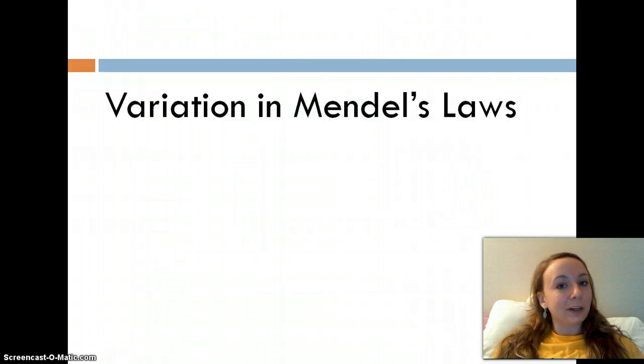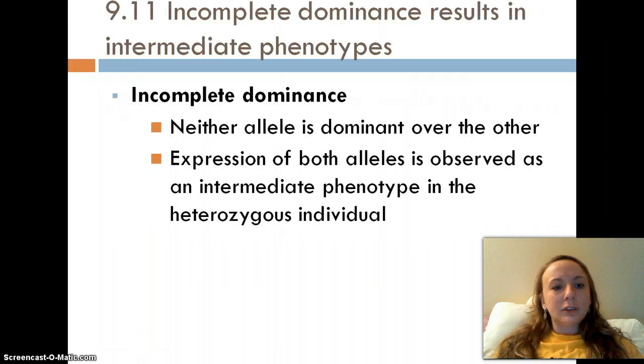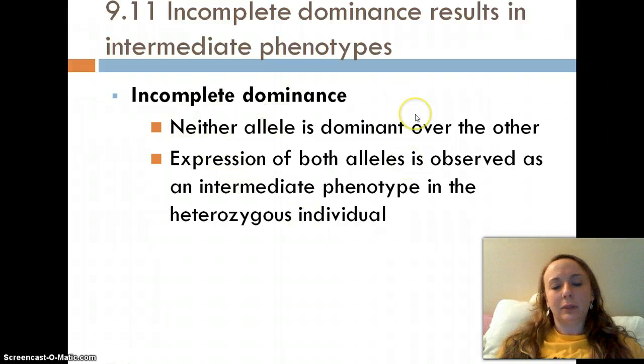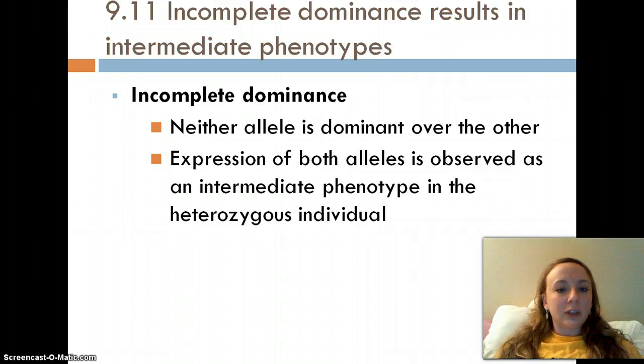So let's talk a little bit about some variations in Mendel's laws. A little bit of review here. Let's talk about incomplete dominance. This is new to you because you're used to seeing the dominant phenotype show up if there's a dominant allele, and the recessive phenotype only showing if there are 2 recessive alleles. But now it's a little bit different.